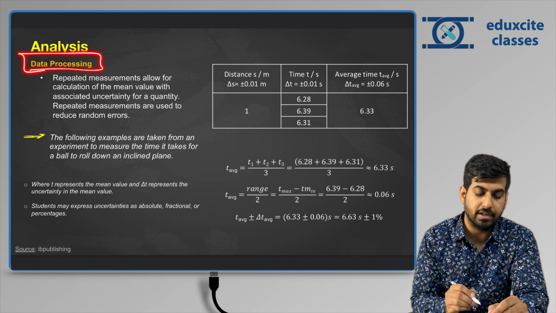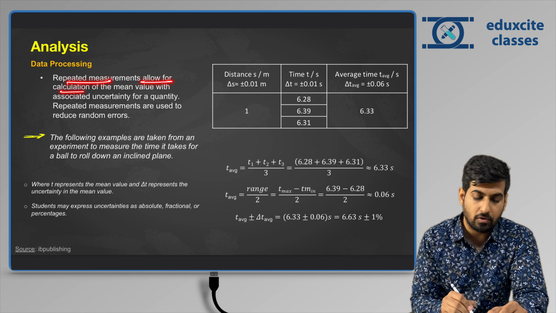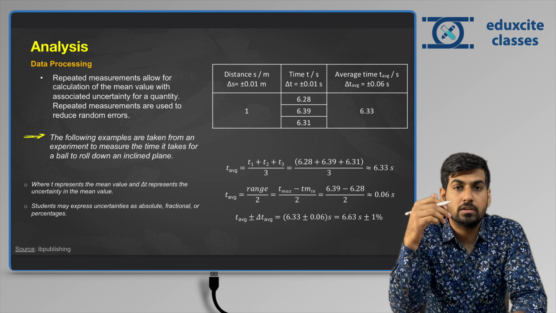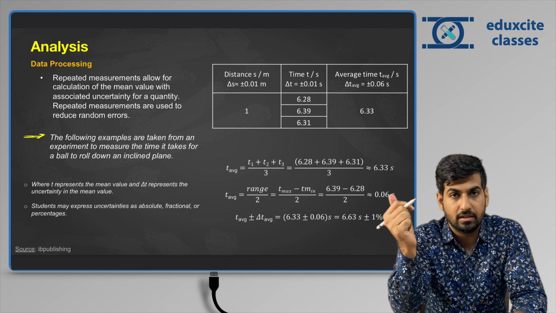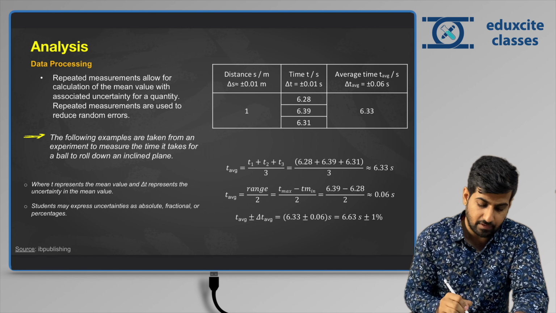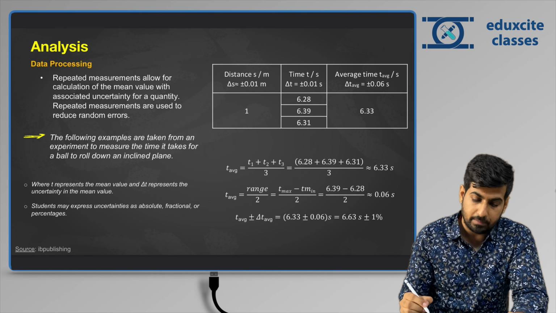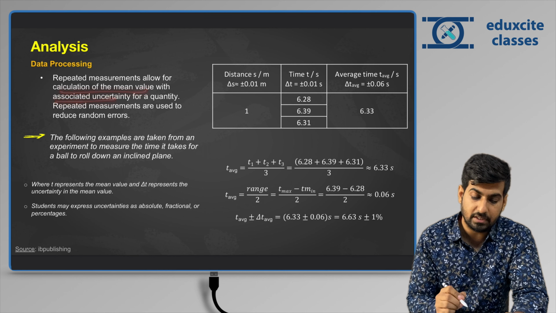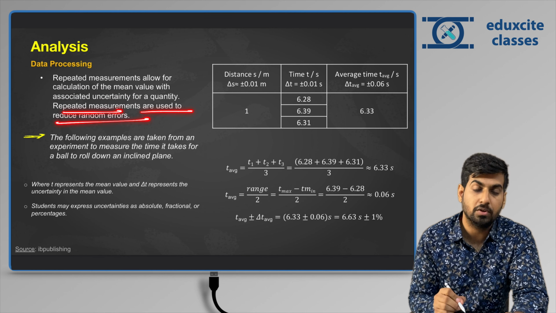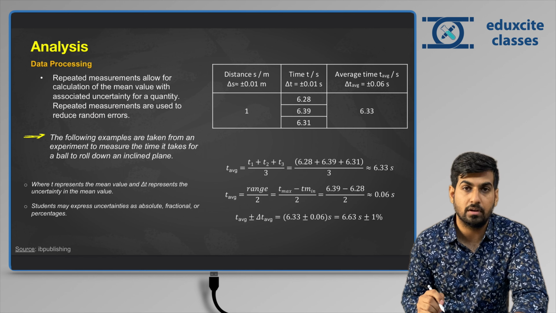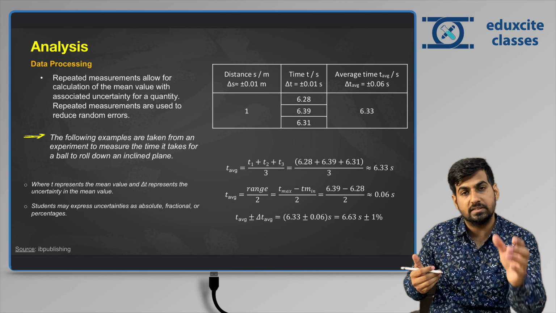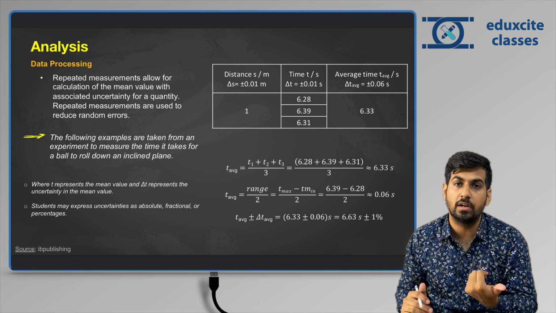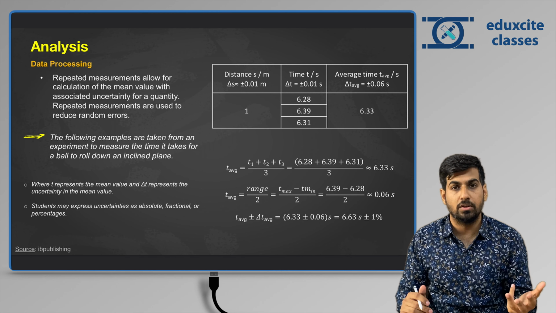Now when you are processing your data, repeated measurements allow for calculation of the mean value, as discussed in the exploration part. If you remember, repetition of the trials must be done at least 3 times, as I mentioned. This is again referred from the same IB website. Here in this example, you can see calculation of the mean value with associated uncertainty. Repeated measurements are used to reduce random errors. This is very important. You repeat the experiment at the same independent variable and then take the mean value, which will reduce your random errors, because you are taking the average of your 3 trials.